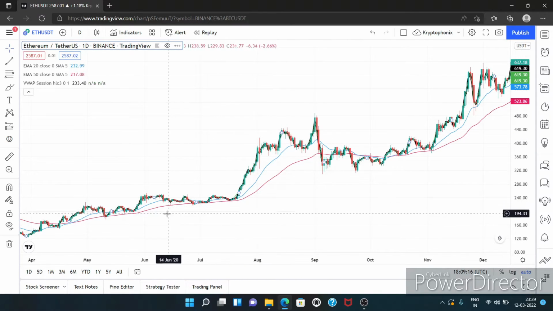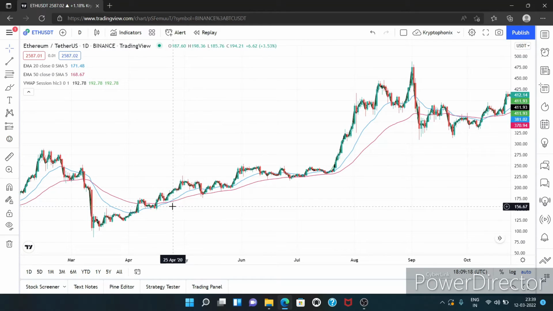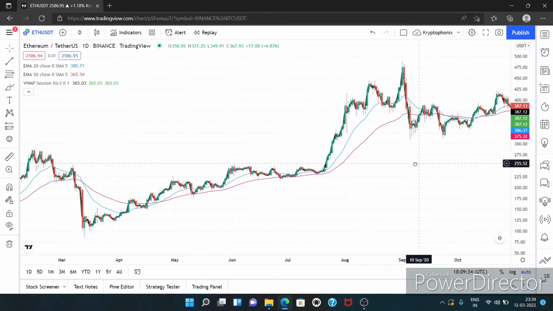Okay, right over here. This point, the crossover is being formed where the 20 EMA moved above the 50 EMA and the price was above the VWAP level. What was the result? The result was an up move.